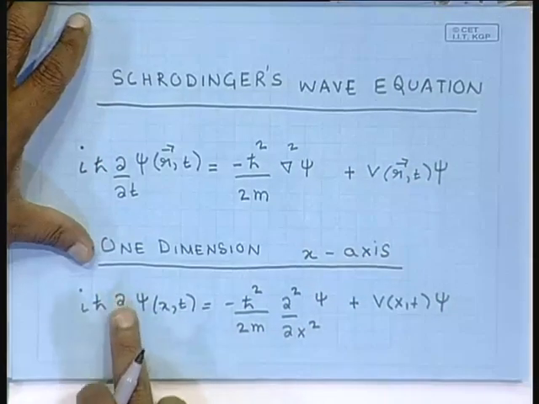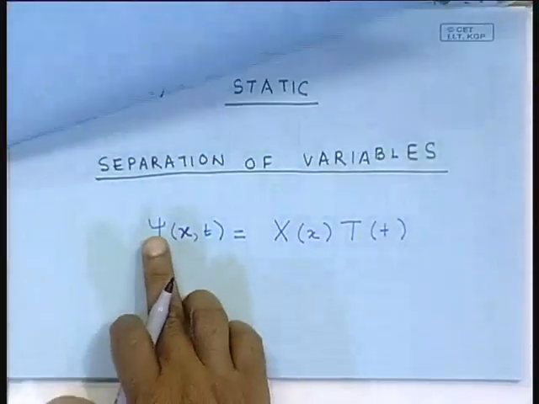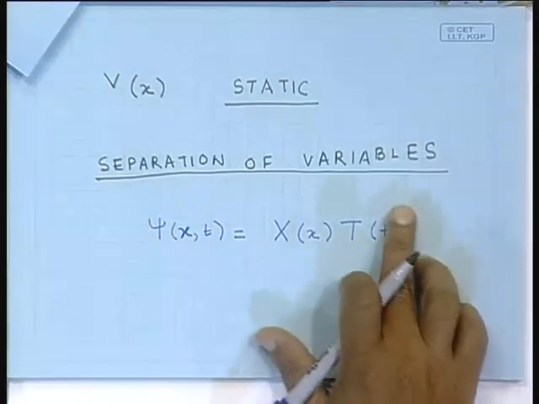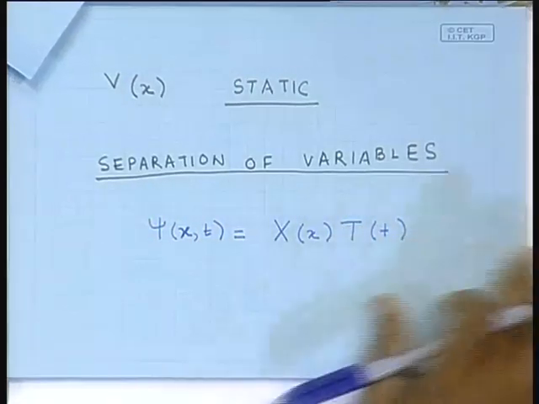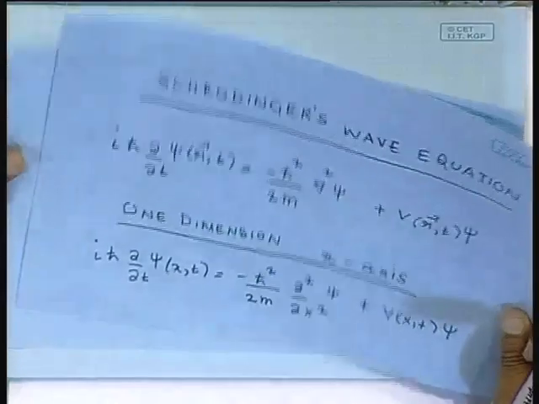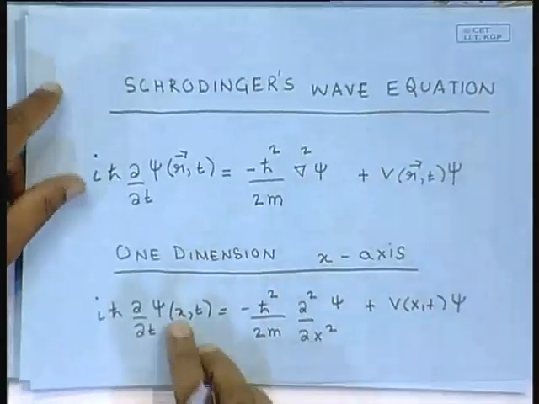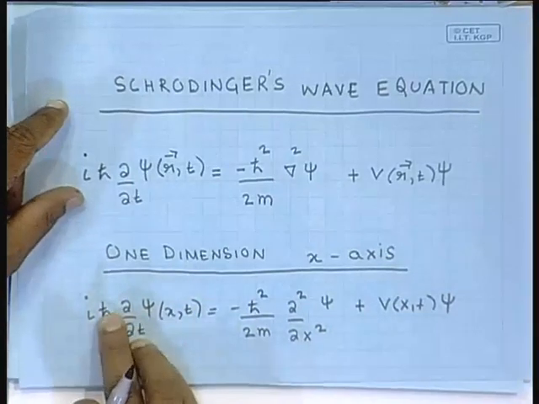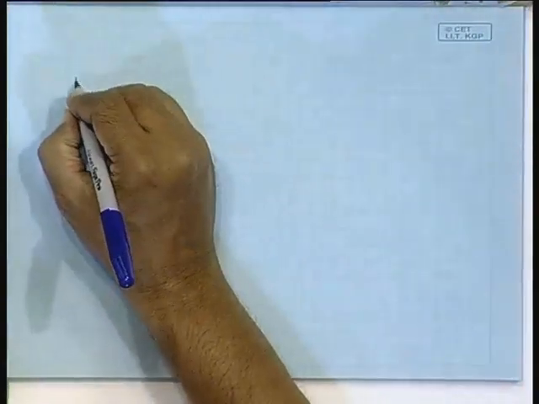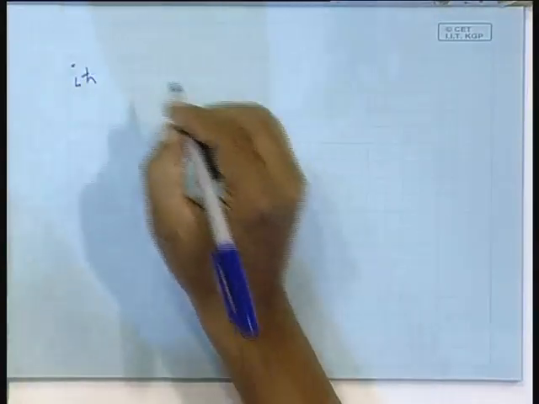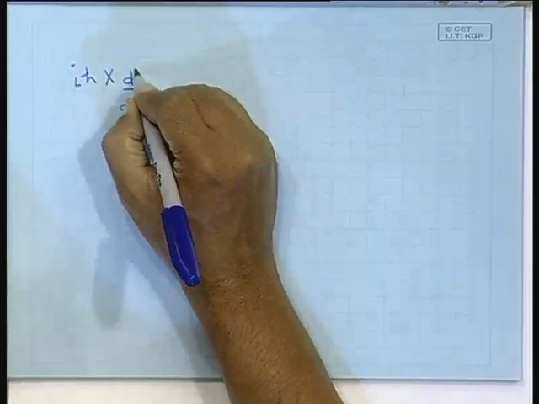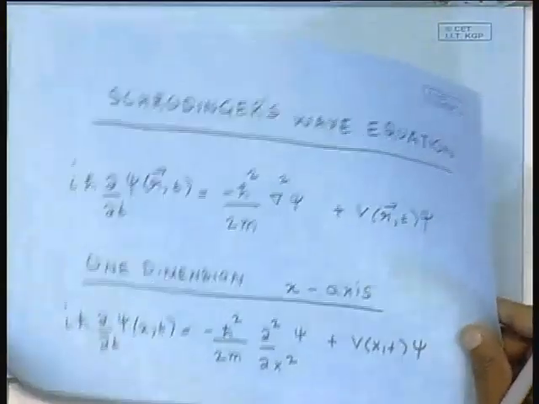Now, the partial derivative of this psi with respect to time is going to act only on this function, and it is going to be now a total derivative. So, the Schrodinger equation in one dimension now reads as follows. I have to replace this with X into T, and the X will go out. I will have the function of time left over here. So, what I have is i h cross X d by dt of capital T, that is the first term.